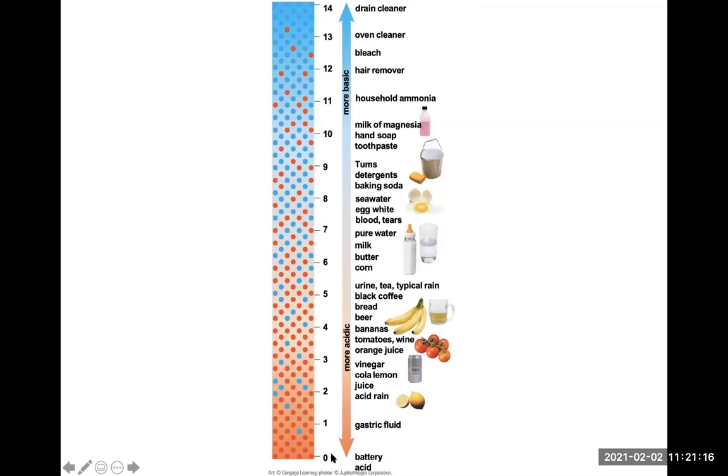So battery acid, pH of 0, really acidic. Gastric fluid, gastric is referring to your stomach. You have HCl acid there. So when you eat food, if there's any bacteria, this acid kills the bacteria. And 7, neutral, is pure water. So pure water is 7. And then all the house cleaners, oven cleaner, bleach, drain cleaner, it's basic. So 13, 14, that's basic pH there.